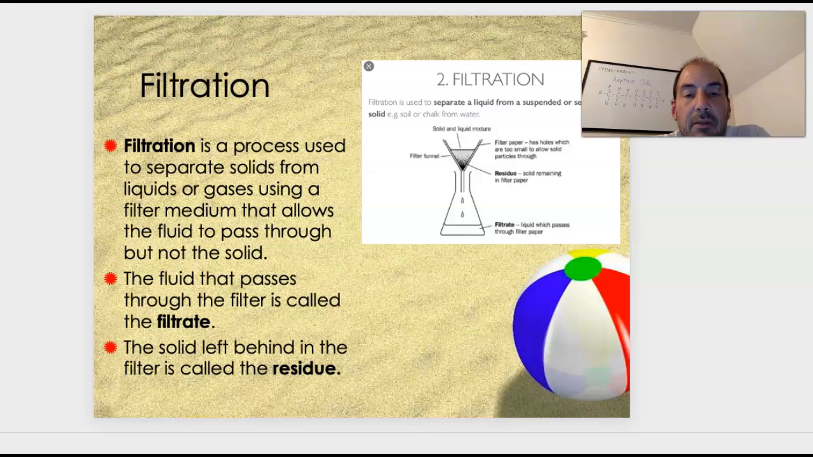The fluid that passes through the filter is called the filtrate. That term we might not have used before. The solid left behind is called the residue. All right, not too much fancy about that.